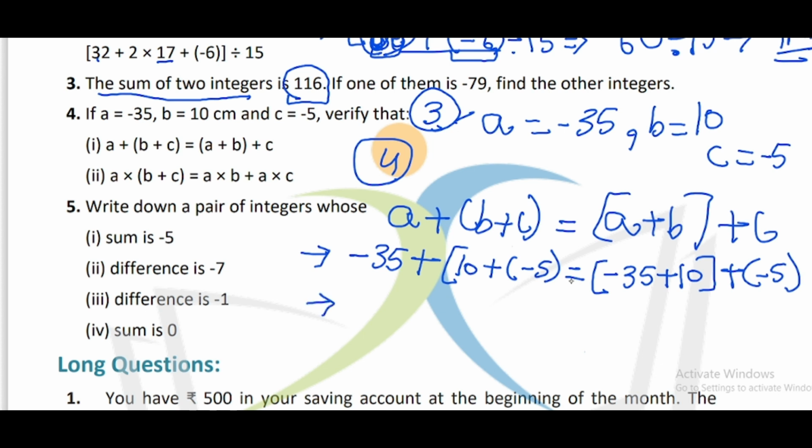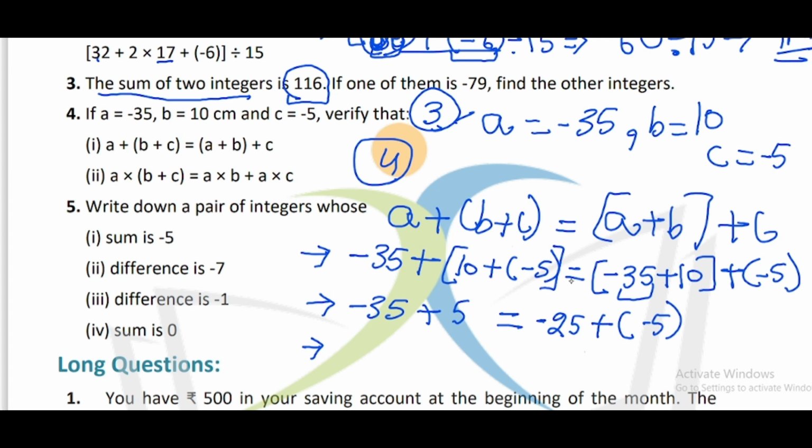Let's see, we solve the left side. That is given minus 35 as it is. We solve the bracket. That is plus 10 add with minus 5. Both integers have opposite signs. Then we subtract 10 minus 5, that is 5. Is equal to, we solve the bracket, minus 35 add with 10. Both have opposite signs. Then we subtract 35 minus 10, that is 25. Then the symbol is minus because 35 is greater than 10, then the result is in negative form. Then add with minus 5. Then we solve.